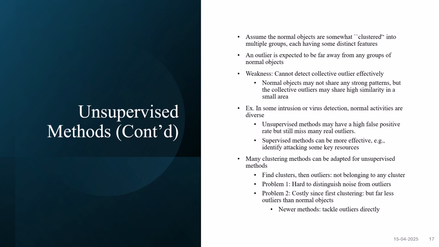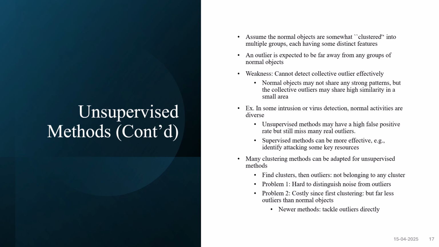In some applications, normal objects are diversely distributed, and many such objects do not follow a strong pattern. For instance, in intrusion detection and computer virus detection problems, normal activities are very diverse and many do not fall into a high quality cluster. In such scenarios, unsupervised methods may have a high false positive rate. They may mislabel many normal objects as outliers and let many actual outliers go undetected. Due to the high similarity among intrusions and viruses, modeling outliers using supervised methods may be far more effective.